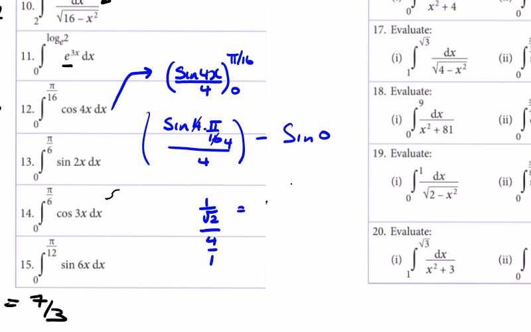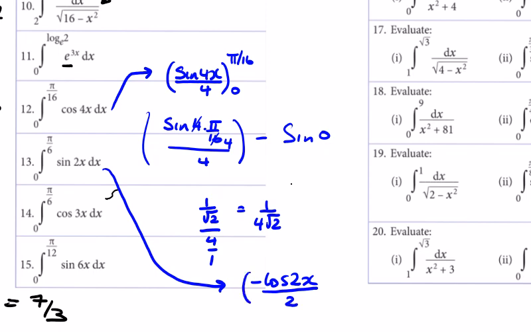Of course, you're saying 1 over 4 root 2. Just careful. 1 over 4 root 2. Turn it upside down and multiply. So number 13, sine 2x. Sine goes to minus cos. So we have minus cos 2x times 1 over 2, so just over 2. Between pi over 6 and 0.